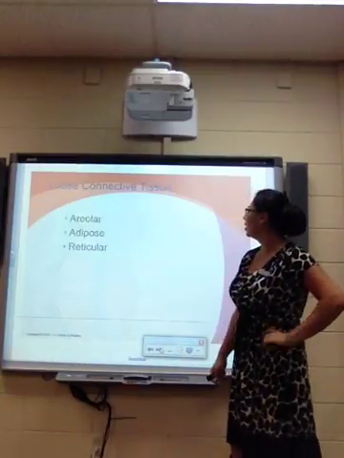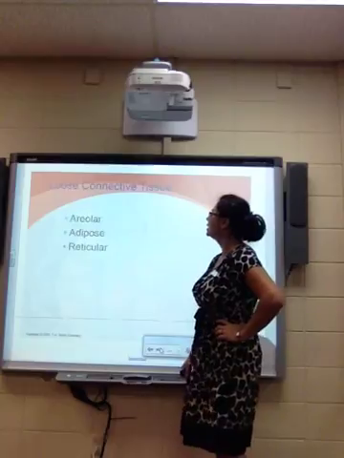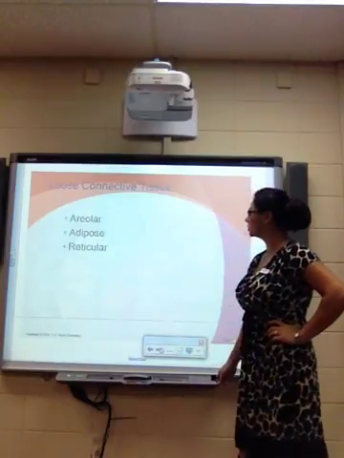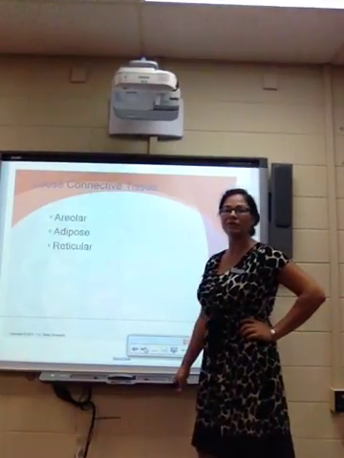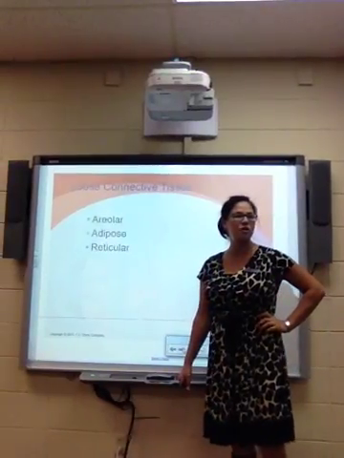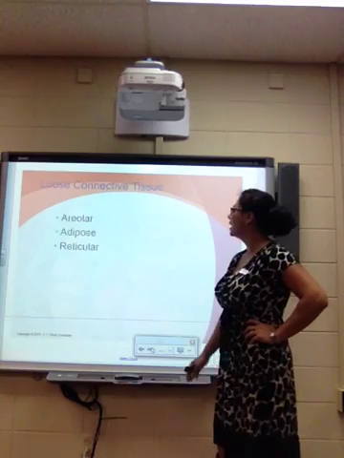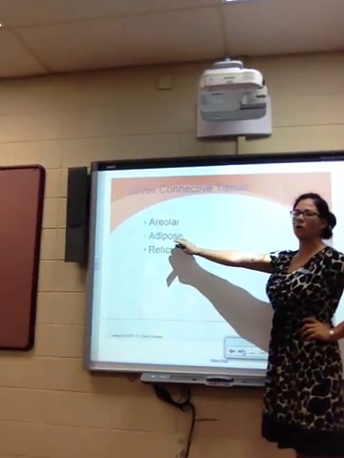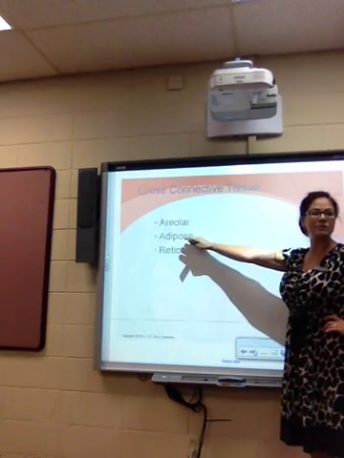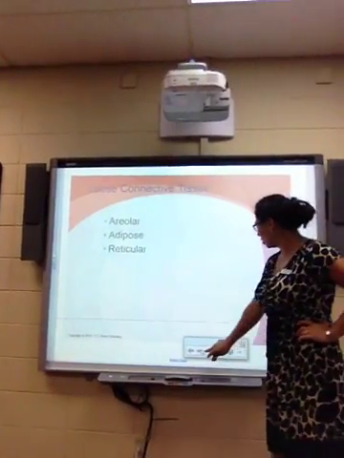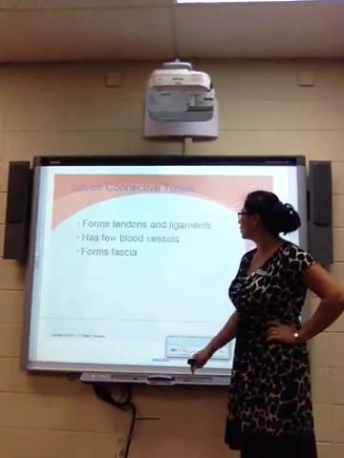Let's look at them. So areolar tissue: right underneath our skin again, we have areolar tissue connecting us to our muscle so our skin doesn't slide around. Adipose: when you think adipose, think fat, because that's what it is. And reticular: we are creating some organs with it.